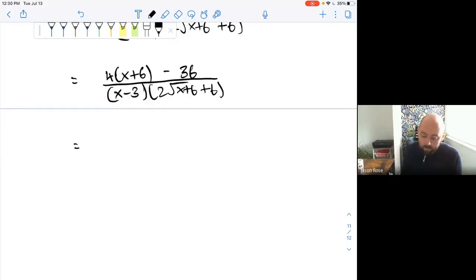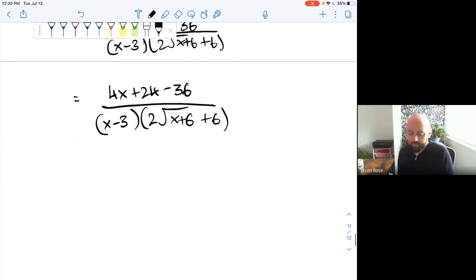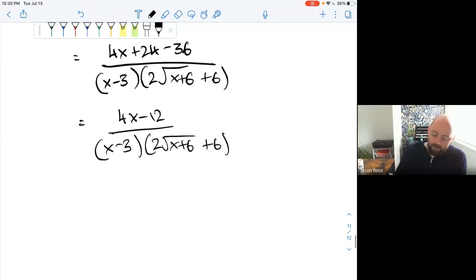So now multiplying out, let's see what we get. We have 4x plus 24 minus 36 over x minus 3 times 2 root x plus 6 plus 6. So this is going to be 4x minus 12 by x minus 3 times 2 root x plus 6 plus 6. And factoring the 4 out of the top, you're going to get x minus 3.